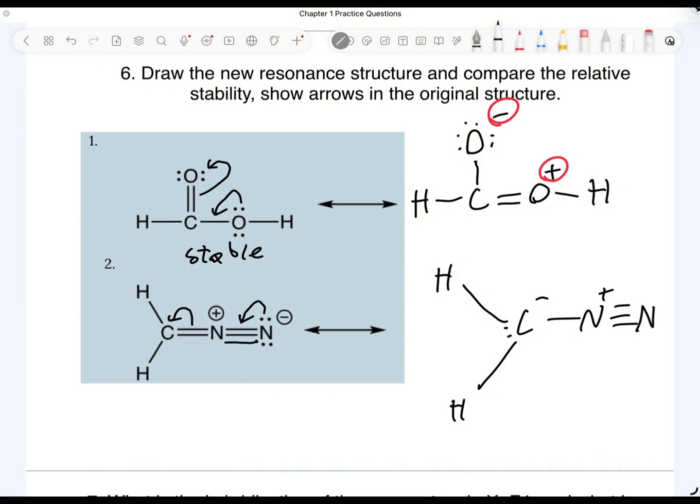Now, when it comes to stability, the only difference between these two resonance structures is that this carbon has the negative charge, while in this one, this nitrogen has a negative charge. And this one is going to be more stable because since nitrogen is more electronegative, it's going to be able to hold on to that negative charge better than a carbon, which is less electronegative, would.